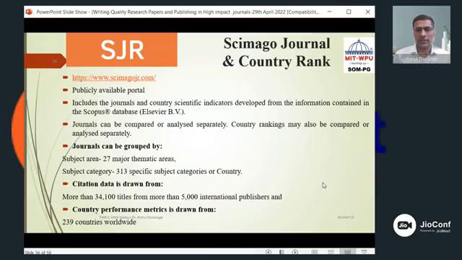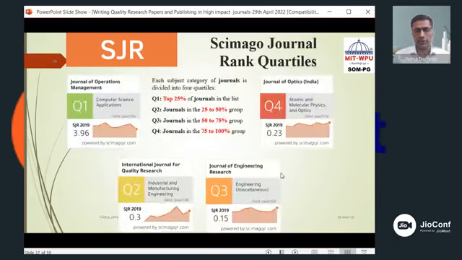Then Scimago Journal and Country Rank: there are 27 thematic areas and 313 specific subject categories. More than 5,000 international publishers are incorporated into this, and 239 countries worldwide are part of this Scimago journal ranking. Normally they divide the journals into 4 quarters: Q1, Q2, Q3, Q4. So the top 25% of journals are in the Q1 category. Next, 25 to 50% is in Q2, 50 to 75 is in the Q3 category, and 75 to 100, the last 25%, is in the Q4 category.